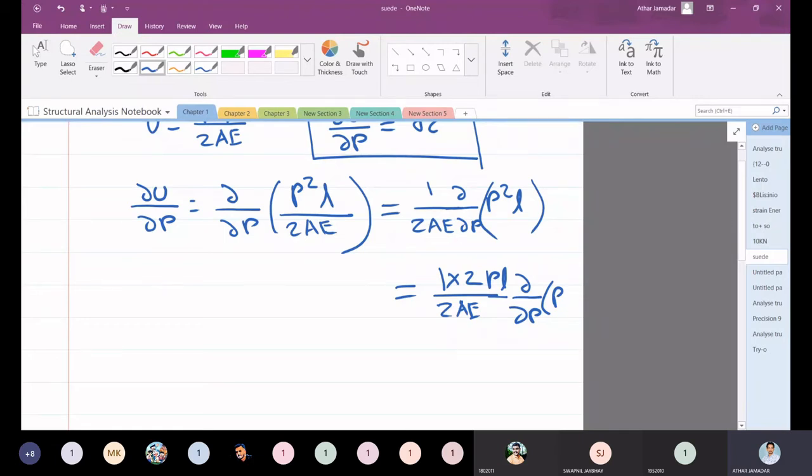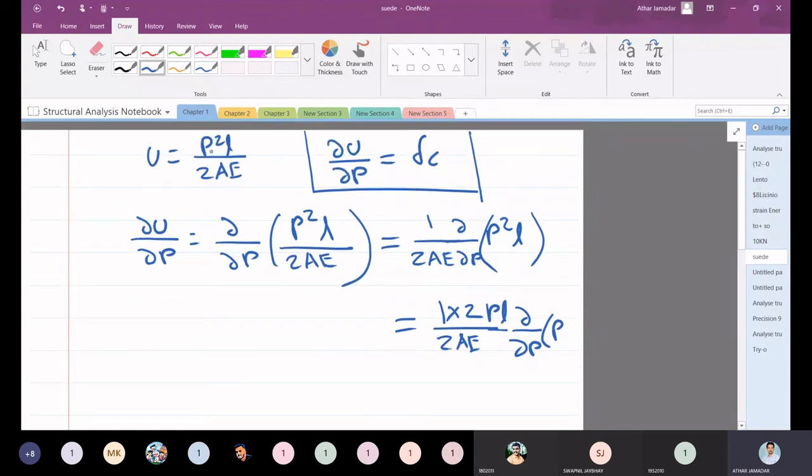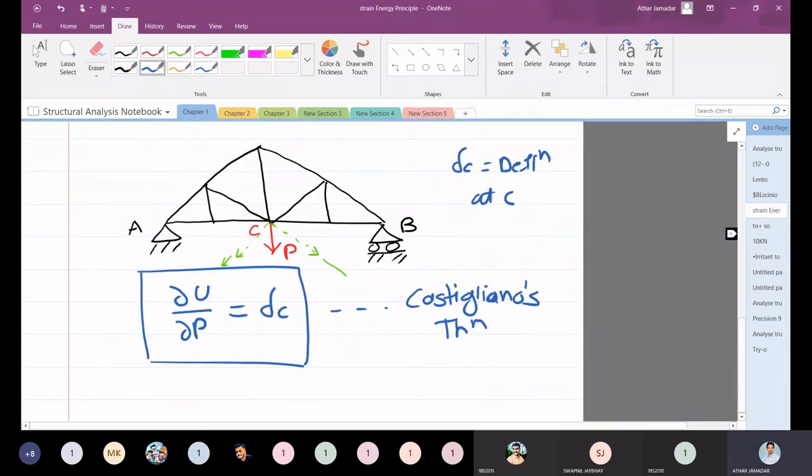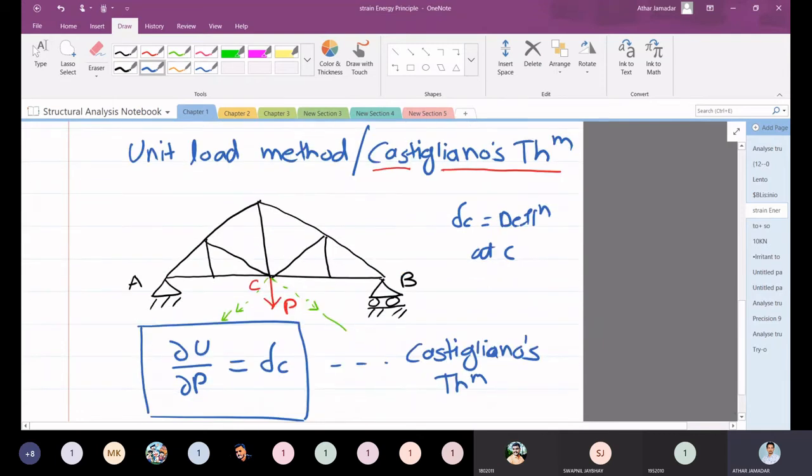And now here we are going to replace this P by Pi. This Pi is going to be the total strain energy stored in the entire structure. Remember this, this Pi is going to be the total forces acting in the entire structure, that means the entire truss system. Now here, for this del Pi by del P, we will again use that truss, whatever diagram I have drawn here right now.